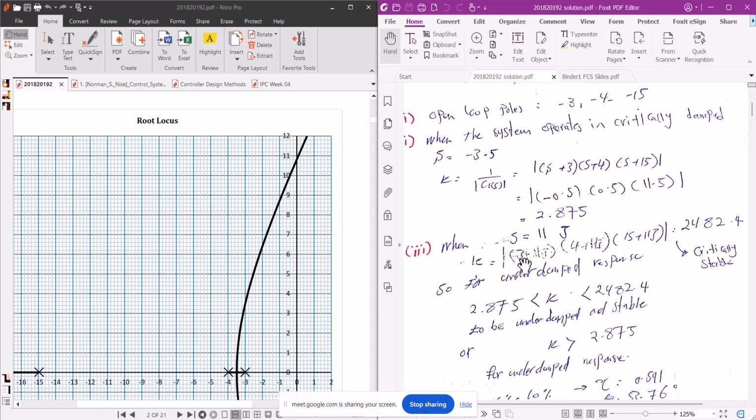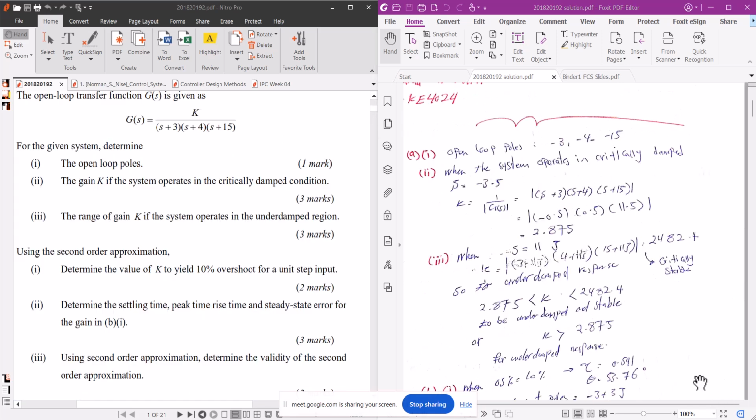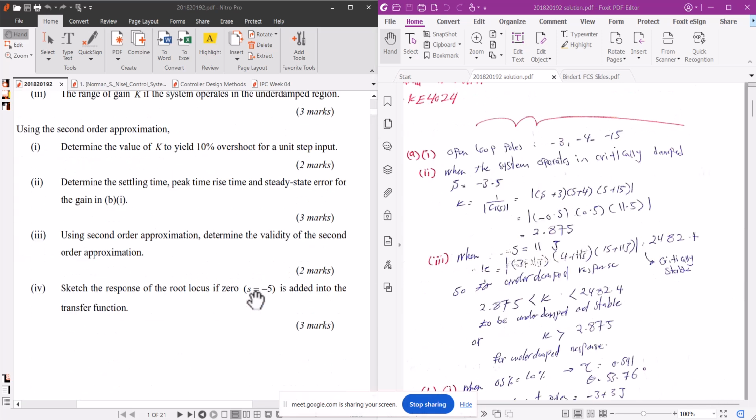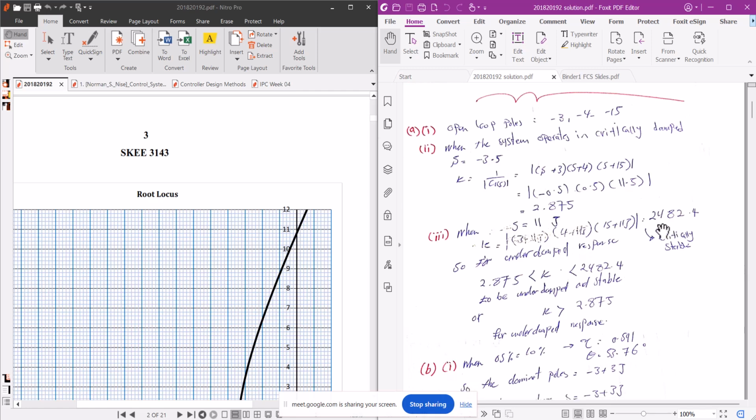Now you have to calculate this by calculator. You put 3 plus 11j, put your calculator in complex number mode, and multiply all these. After multiplying all of this you get a magnitude of 2482. Why 11j? Because at this 11j your system will move to another domain, that is undamped. So this is the extreme value. What is the gain at this extreme? 2482.